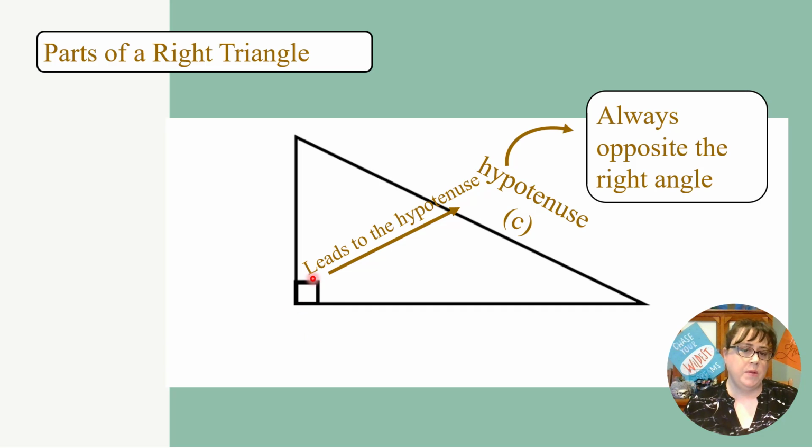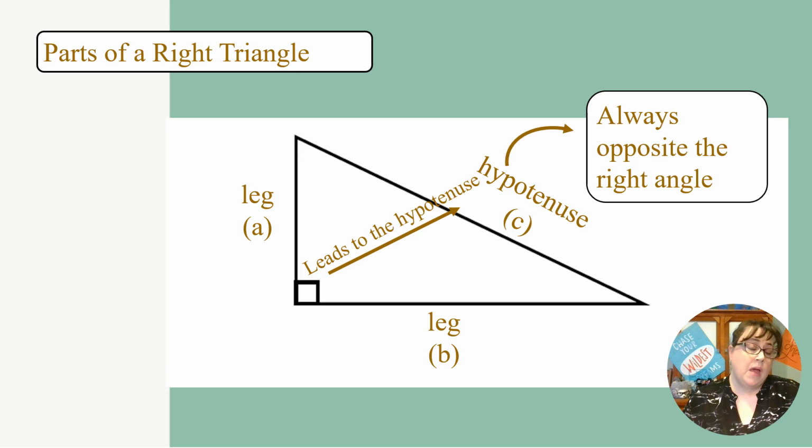So start with your right triangle. Go across and label that your hypotenuse, and we're going to label it with the variable of C. And then the other two sides are called legs, and you can label those A and B. It doesn't matter which one's A and which one's B, it's interchangeable, but they are both called the legs.